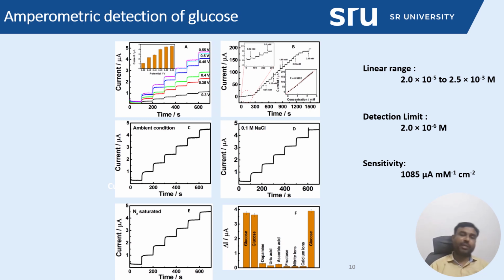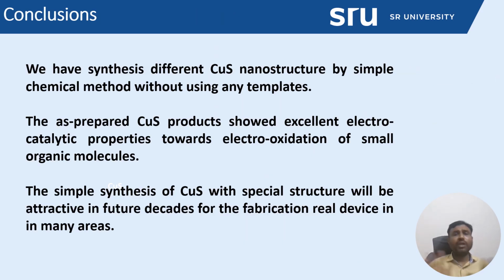I mean, when changing the experimental parameters, like the copper precursor or sulfur precursor or the solvent, the morphology of the product finally changes significantly. So this is the final conclusion. We have synthesized different copper sulfide nanostructures by a simple chemical method without using any template. Whereas in the reported syntheses, they have followed different approaches using toxic chemicals, some surfactant and some template to obtain a specific nanostructure. Here we have obtained various copper sulfide nanostructures without using any template, following a simple chemical method without using any toxic chemicals.